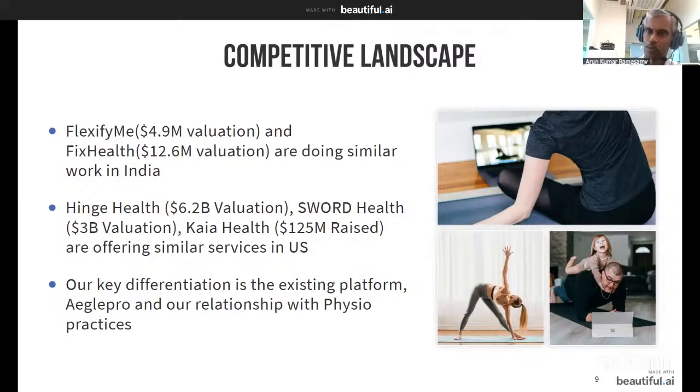In terms of our differentiation, like I said, this is one of the platforms that we have. We have one more platform called Eagle Pro. Again, that's customized, meant specifically for physiotherapy practices, right? We have a good number of practices who are already using that platform, who are on board, right? So it's the existing relationship with those physios using that platform that makes us different in terms of competing with these other players who are doing similar work.